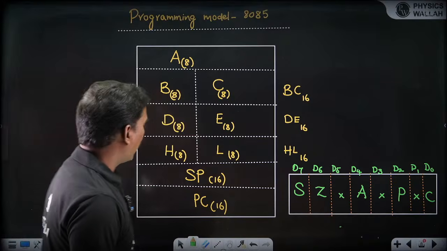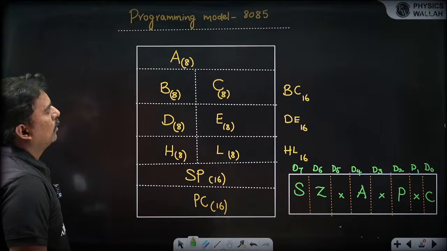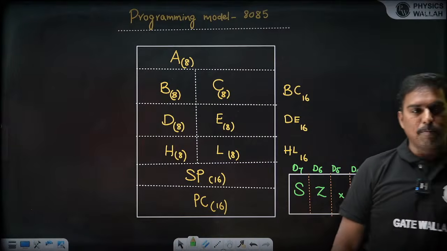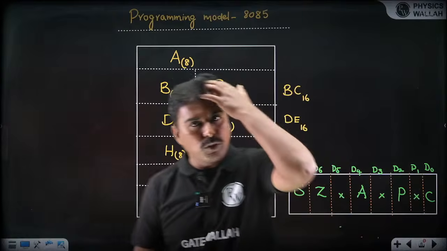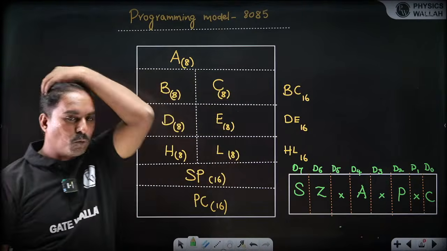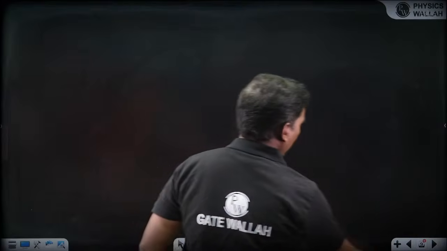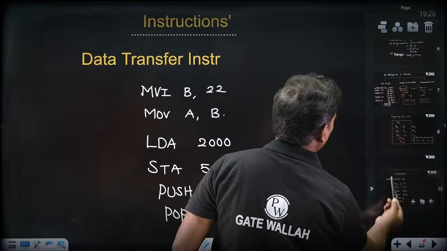Okay, so these are the total registers. This is a programming model. So programming model में हमको पूरा registers का information आएगा. So from this, now the addressing modes I'm going to take. What are the different types of addressing modes? In these addressing modes I will explain the instructions itself.